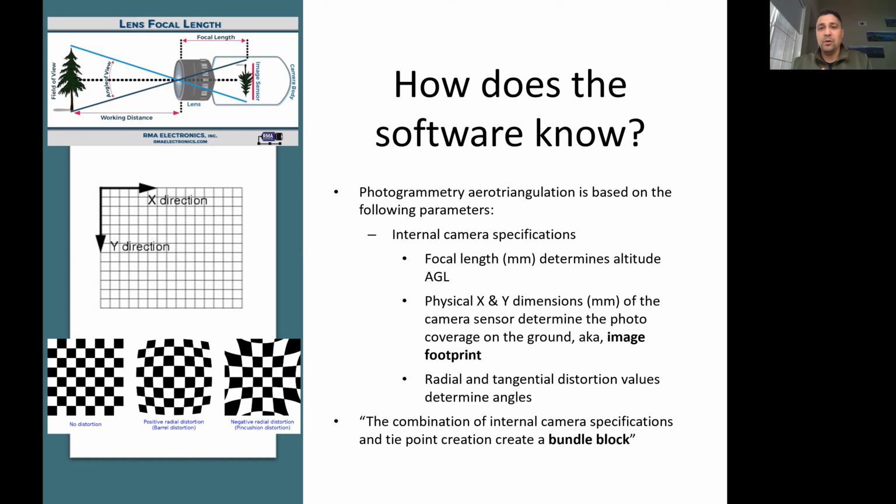We're not going to focus that much on the distortion in this course. In this lesson, we're really going to hone in on the focal length and the dimension part. I just want you to know that there are these three major things that the software looks at. This combination of these internal specifications that the software is examining, and the tie point creation, all of this combined we call the bundle block.